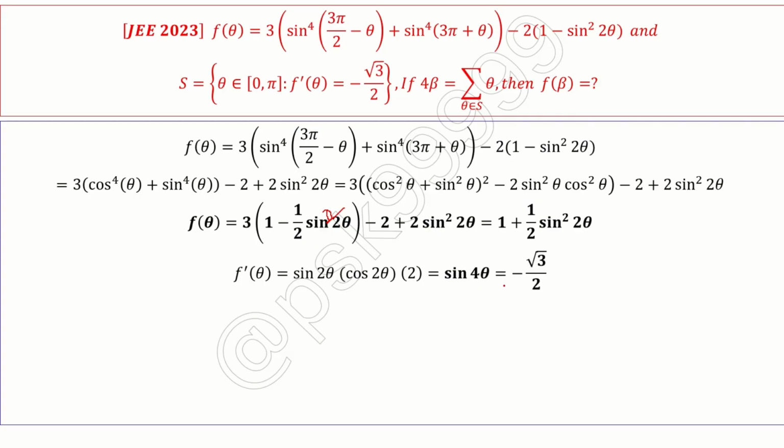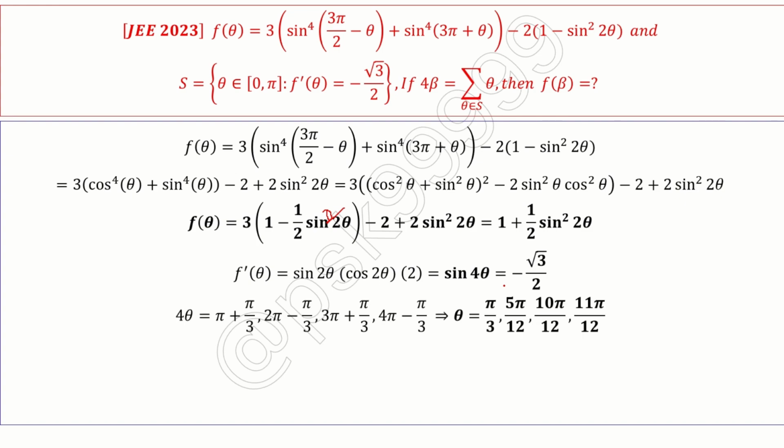Right, now this is simple. Now I just need to find out what my theta is out of this, right? So 4 theta is nothing but pi plus, I need a negative 60, right? So pi plus pi by 3, and 2 pi minus pi by 3, 3 pi plus pi by 3, 4 pi minus pi by 3. I can write some more because I need to finally restrict theta to 0 to pi.